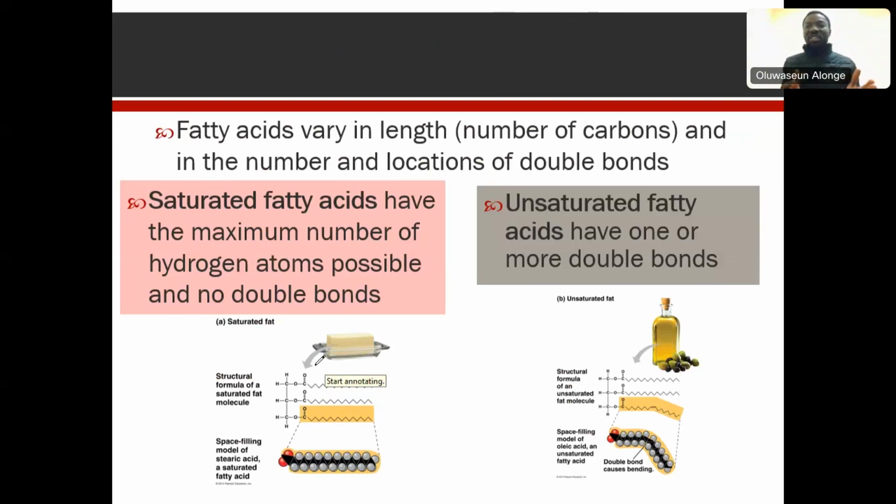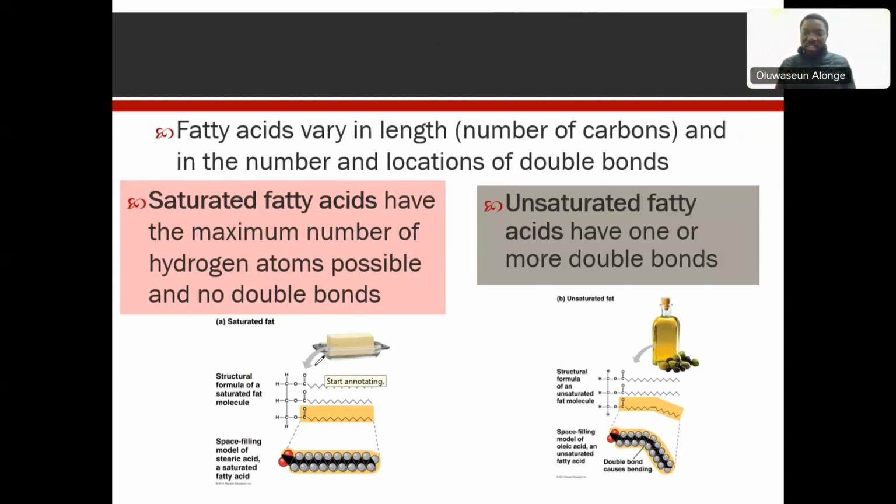So saturation is dependent on the number of single bonds. Single bonds mean more hydrogen, saturation, densely packed. Then unsaturated means it has double bonds, then less hydrogen. If it is all single bonds, there is more hydrogen.